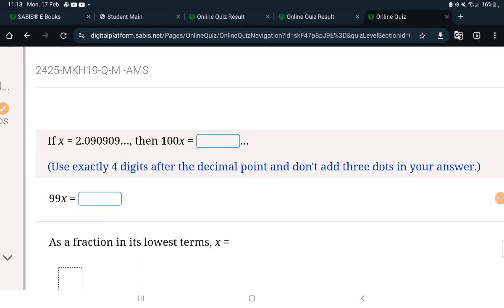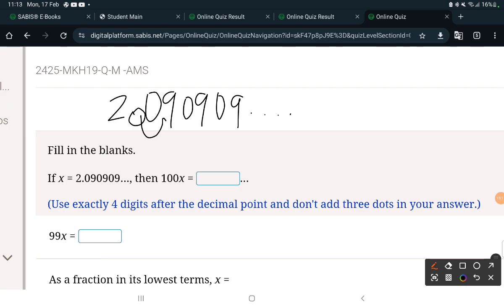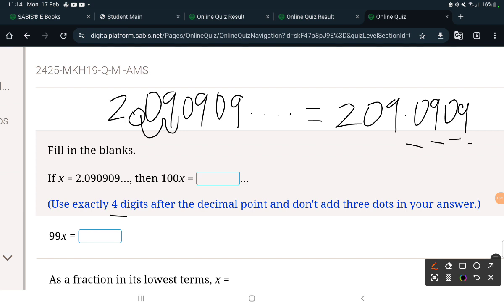Alright, here this is the same exact question but different numbers. So we just move the decimal place twice. 2.090909 and so on. Move it twice. So 20.9 is once. 209.0909 is twice. So 100x equals 209.0909. And then they asked for only 4 digits, and here we have 1, 2, 3, 4. So yeah, our answer is correct over here. It's 209.0909.